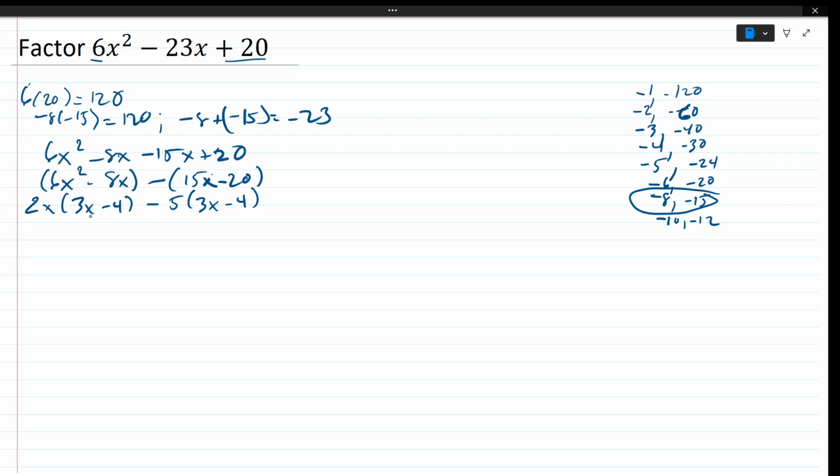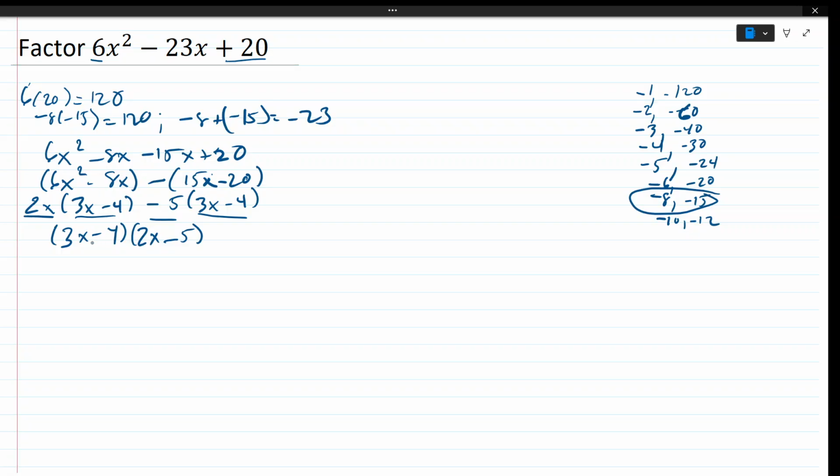Now again, that's an indication that we're doing things right, because what's inside those two parentheses are the same thing. So we factor out that 3x minus 4. And let's see, we'd have left over that 2x, and then the minus 5.